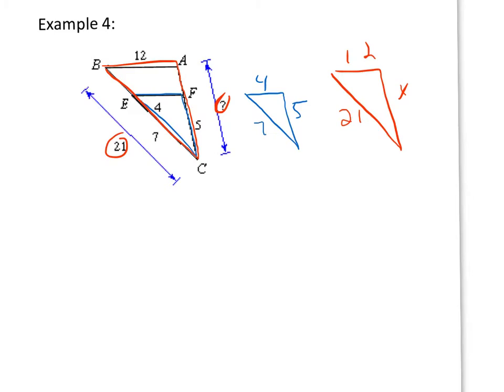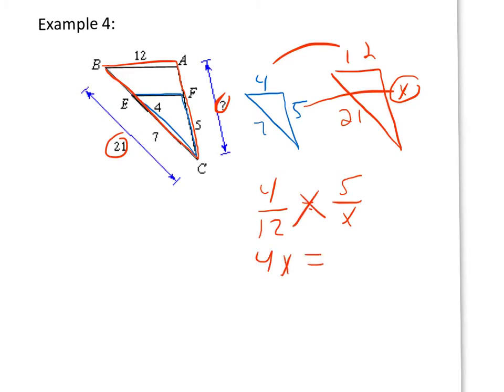Now we have a choice of proportions here. I'm going to just basically pick the 4 and the 12 and make a proportion. I went left to right on my picture, so I need to make my fraction left to right every time. So 4 to 12, and then I want to find out this one, so I'm going to go 5 to x, because they are corresponding sides. Cross multiply, 4x equals 60, divide by 4, and x equals 15.